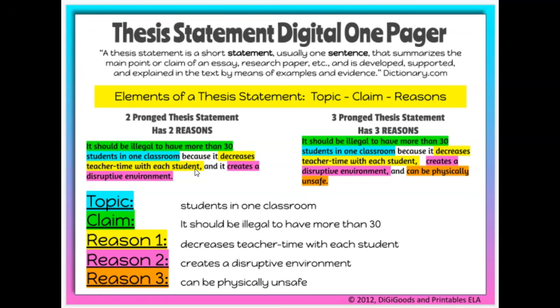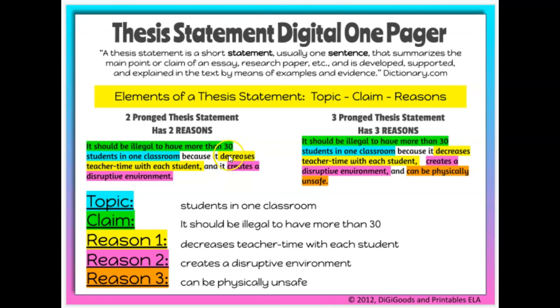First of all, notice that both examples are color-coded. The topic is blue, the claim is green, the first reason is yellow, the second reason is pink, and in the three-pronged thesis statement, the third reason is orange. Let's read. It should be illegal to have more than 30 students in one classroom because it decreases teacher time with each student and it creates a disruptive environment.